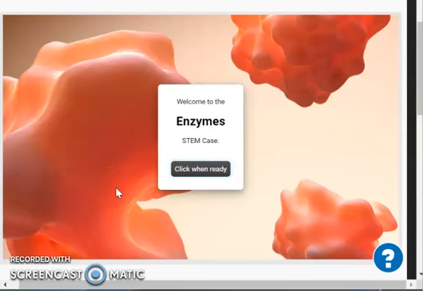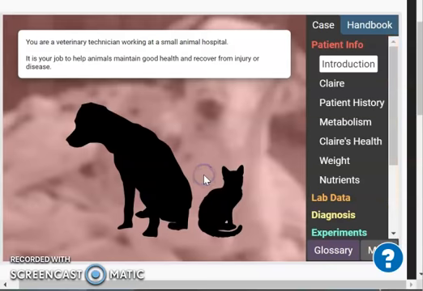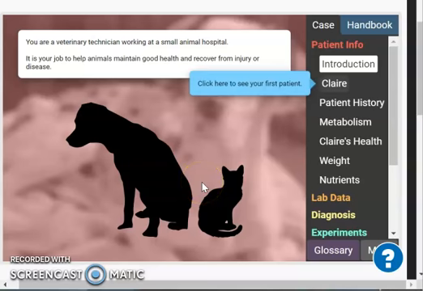Alright, so this is going to be the walkthrough through our enzymes gizmo. Once you have launched it, you go ahead and hit start. You are a veterinary technician working at a small animal hospital. It is your job to help animals maintain good health and recover from injury or disease. Click here to see your first patient.